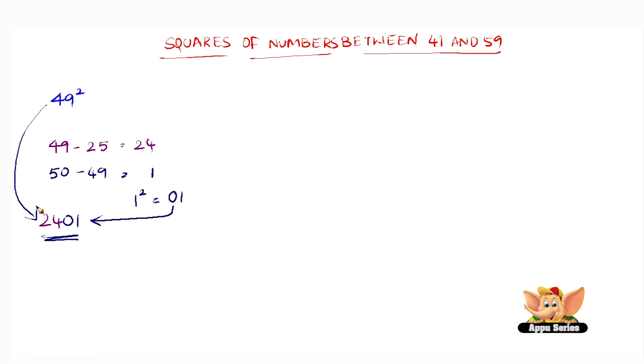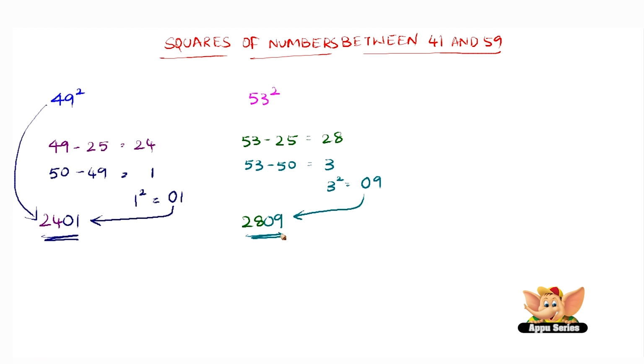Let us quickly choose another example. 53 square. So what we have to do here is, again, subtract 25 from 53. We get 28. 28 is going to be the first two digits of the answer of 53 square. Subtract 50 from 53, for which we get 3. Now square the 3. 3 square is 9. And since 9 is less than 10, place a 0 to the left of 9 and join that to 28. And here it is, 28, not 9, 2809 is the answer of 53 square.